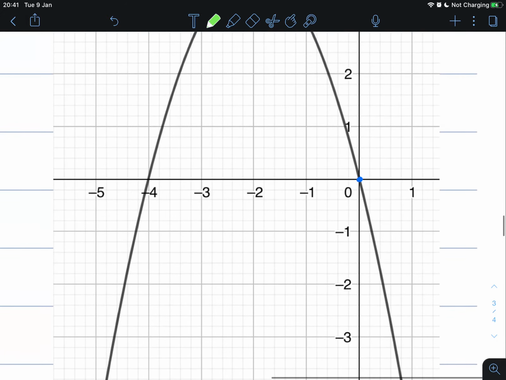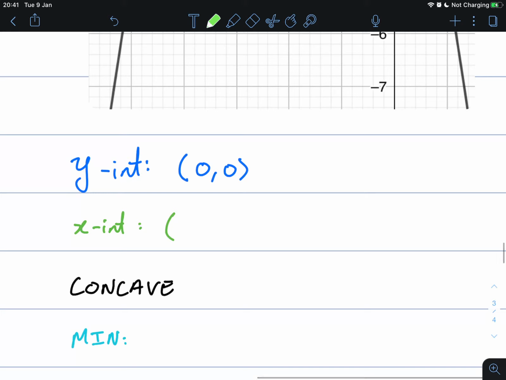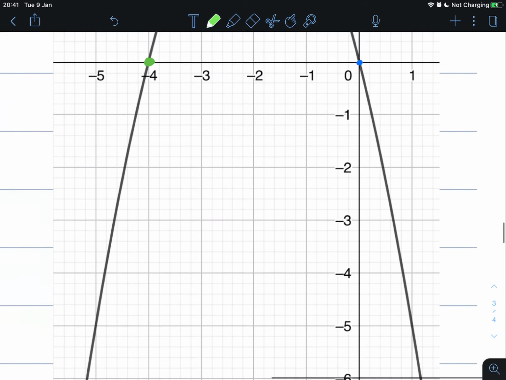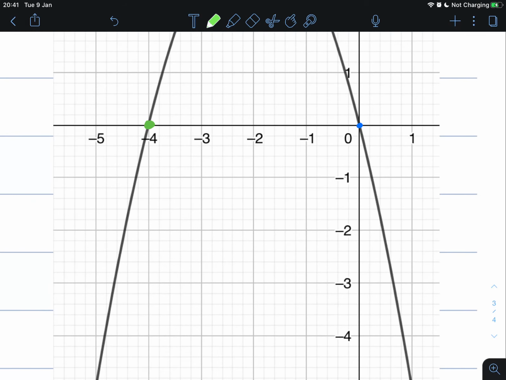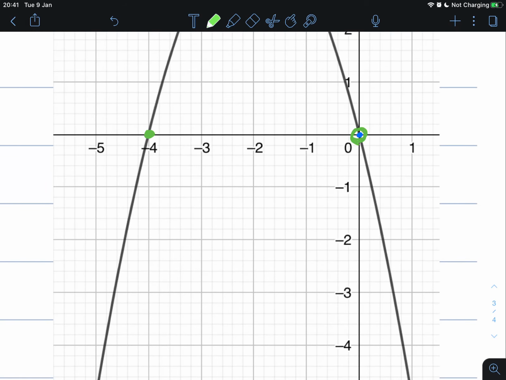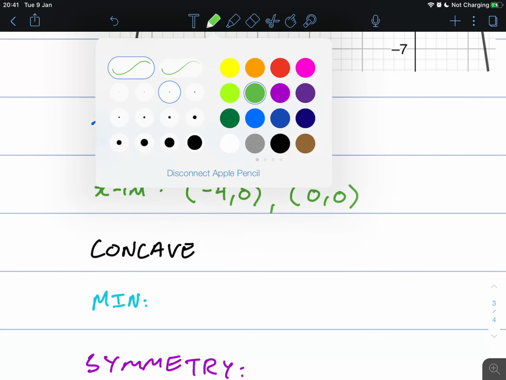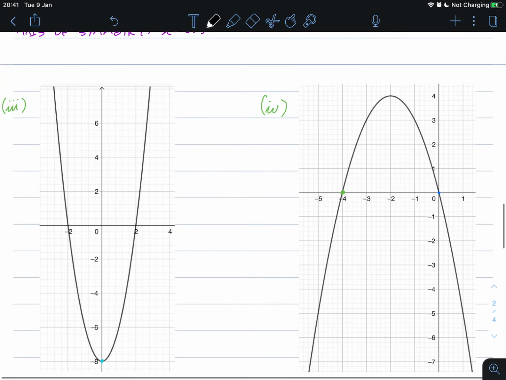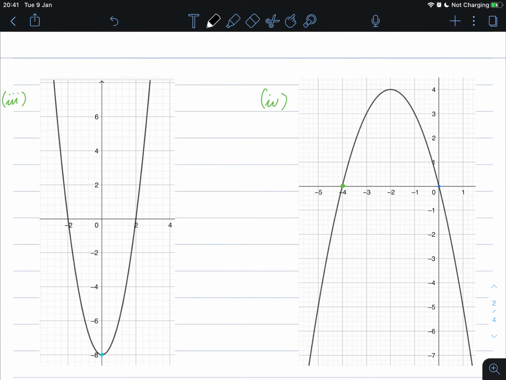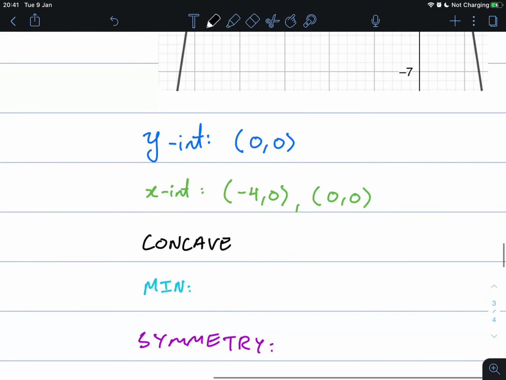My x-intercept is one here at -4. So let's write that in. And notice how this y-intercept is sharing with an x-intercept, which is also perfectly fine. So my second x-intercept is at 0, 0. This is concaving downwards. This is concave down.